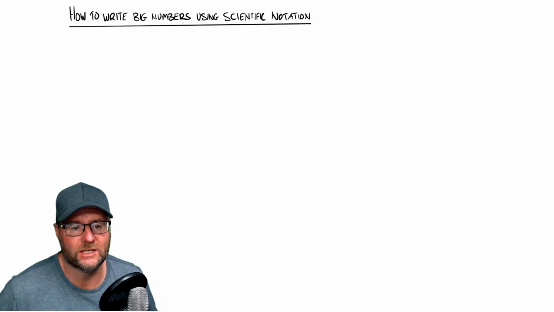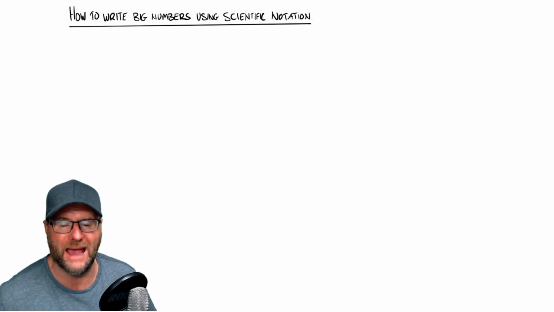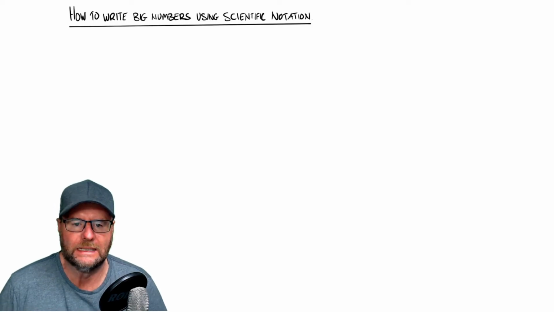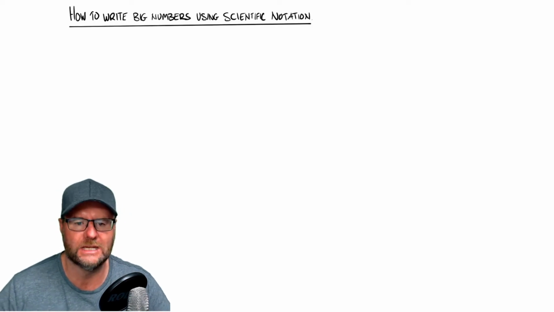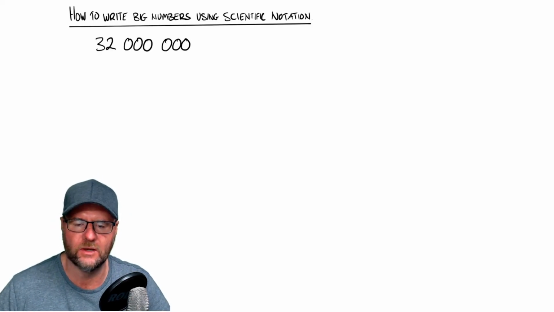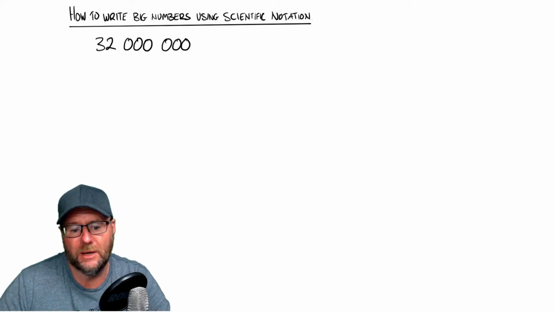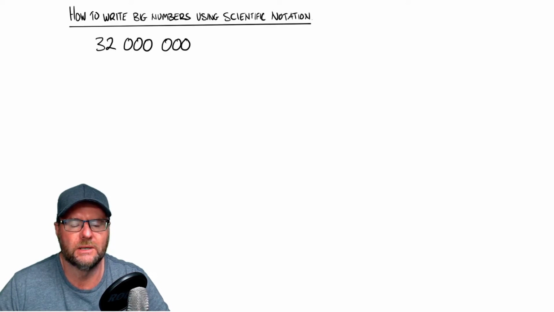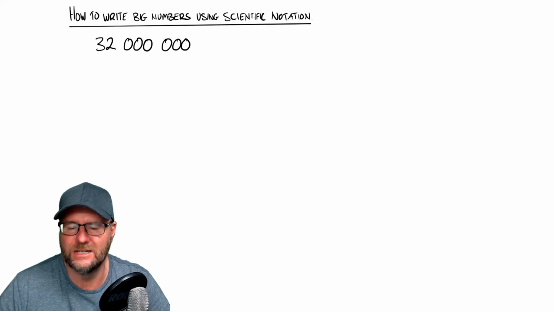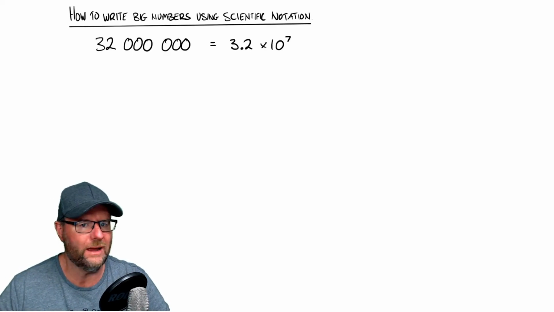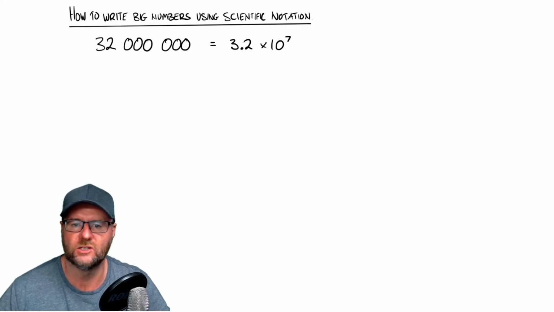Hey, we're going to talk a little bit about how we can write massively big numbers, so really big numbers, using scientific notation and what scientific notation is. All right, here's a big number, 32 million. Now, it's big. I mean, there's a lot bigger, but it's still a pretty big number. Still got like 8 digits to write there, but we can write that in scientific notation, and it looks like this, 3.2 times 10 to the 7.